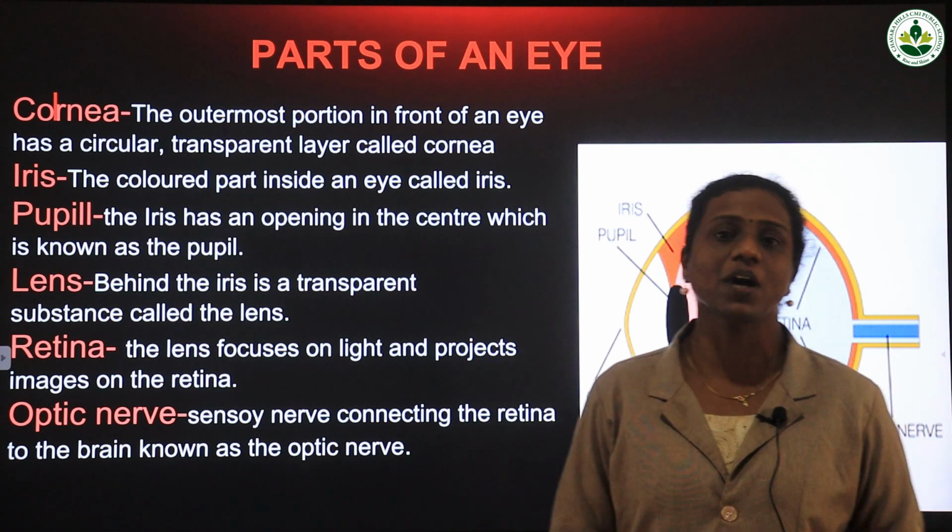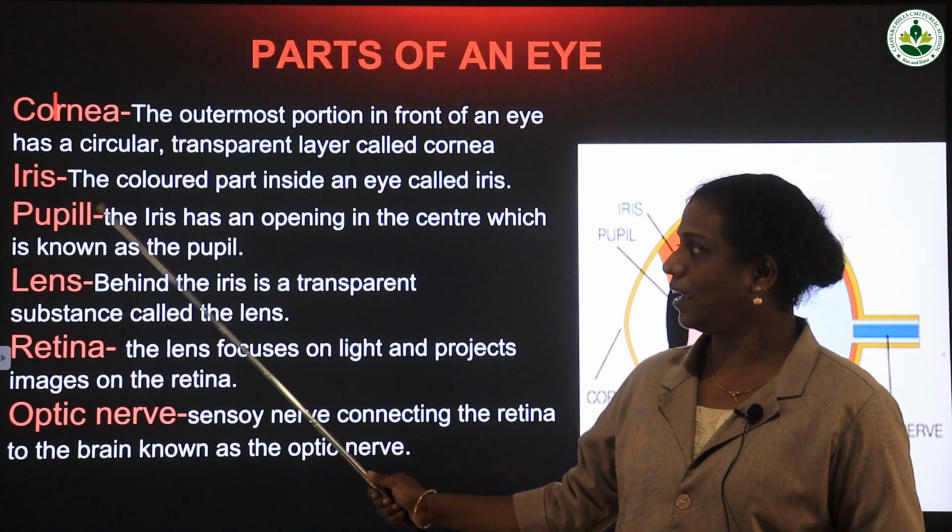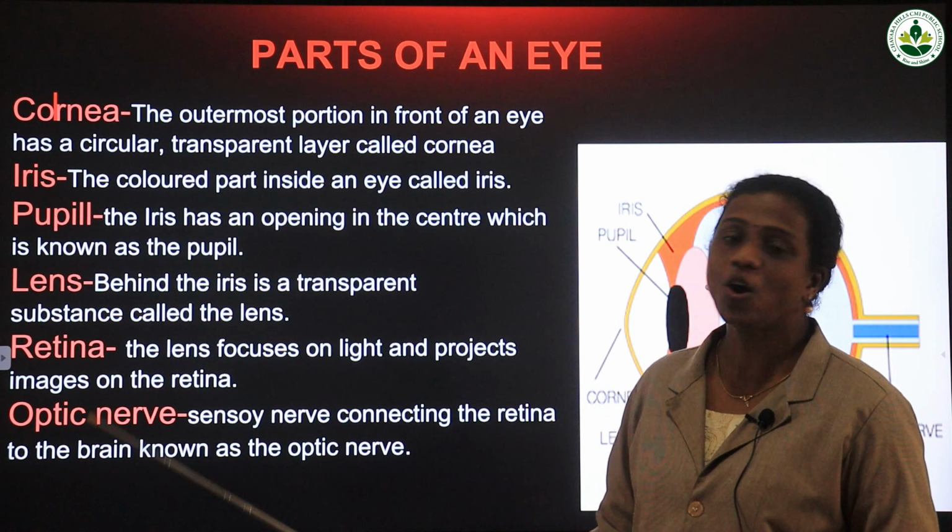So these are the important parts of the eye: cornea, iris, pupil, lens, retina, optic nerve.